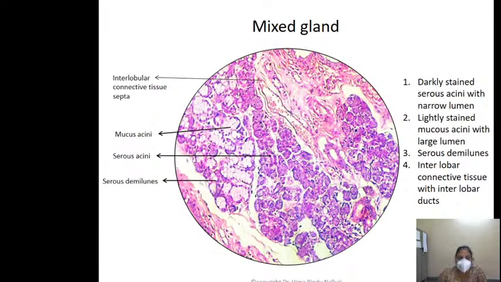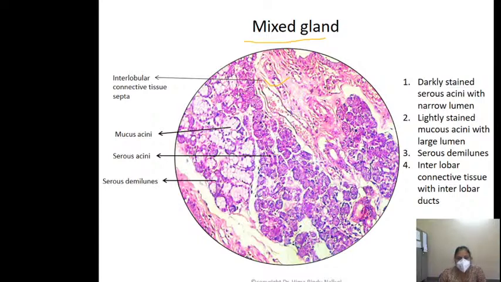Then you have the mixed salivary gland. So how to identify the mixed salivary gland? In the mixed salivary glands, you have both the serous acini as well as the mucous acini. An example for the mixed salivary gland is the submandibular gland, and the structure is similar to the other salivary glands. It consists of the capsule and then the interlobular connective tissue septa. This is an example for the interlobular connective tissue septa. This is a blood vessel here.